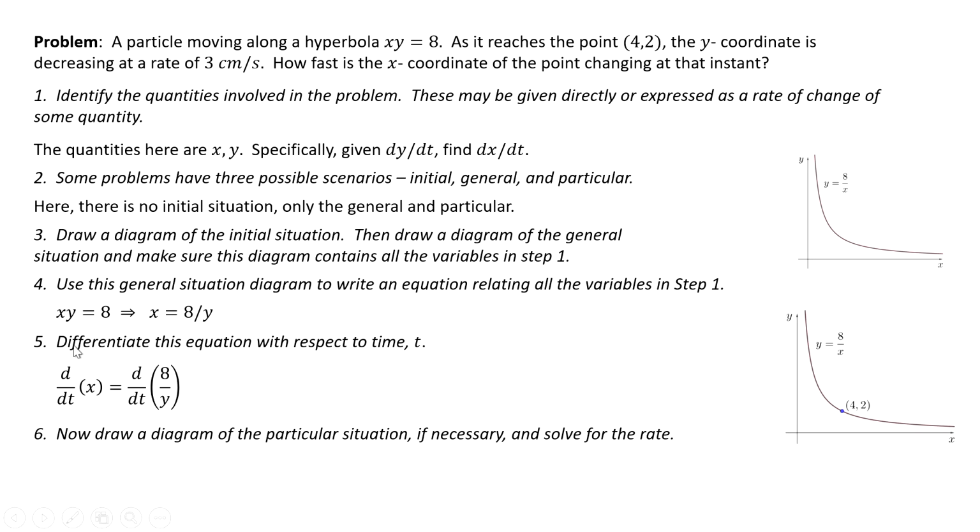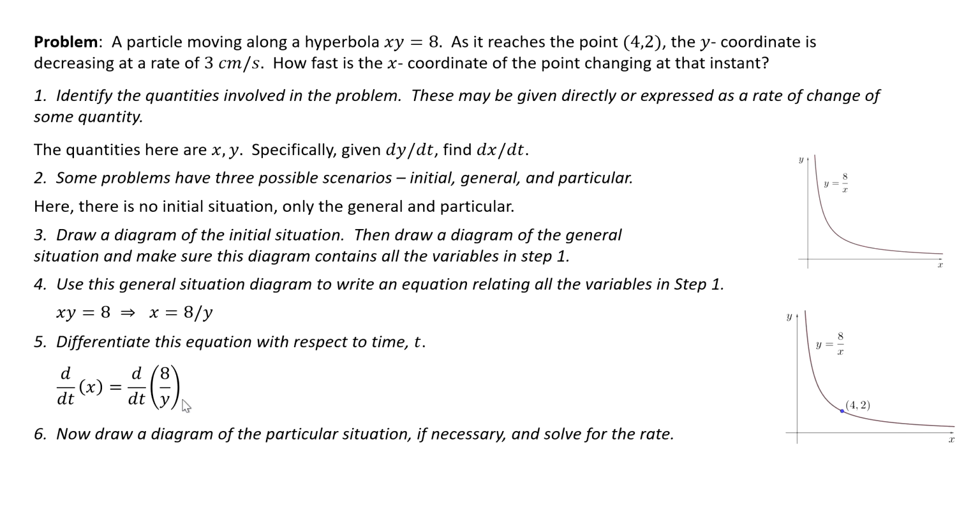You take the derivative on both sides. Here I wrote x equals 8 over y. d/dt of x is equal to d/dt of 8 over y. And that means dx/dt, which is what we want, is going to be negative 8 over y squared times dy/dt, right? Would you agree the derivative of 8 over y is negative 8 over y squared?